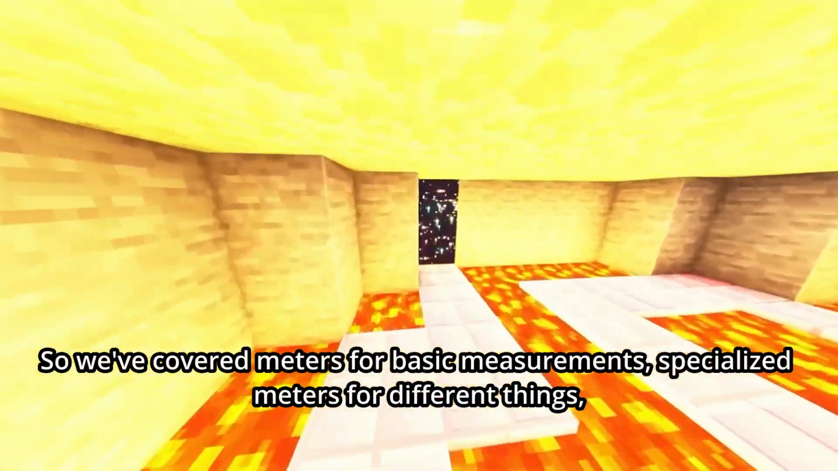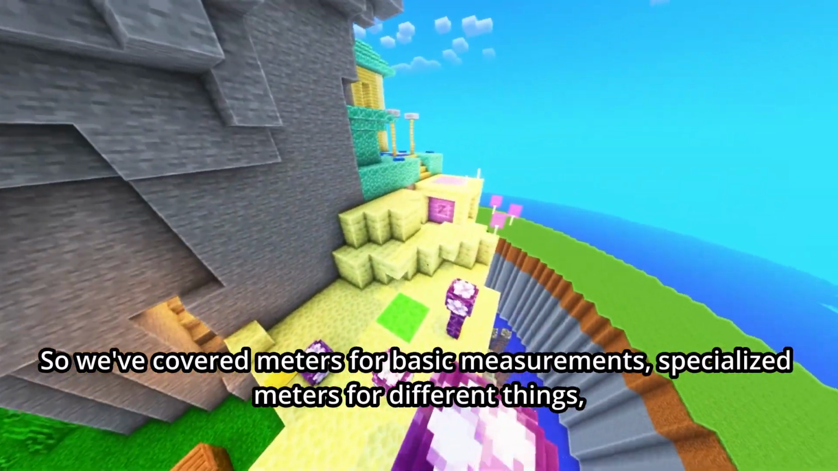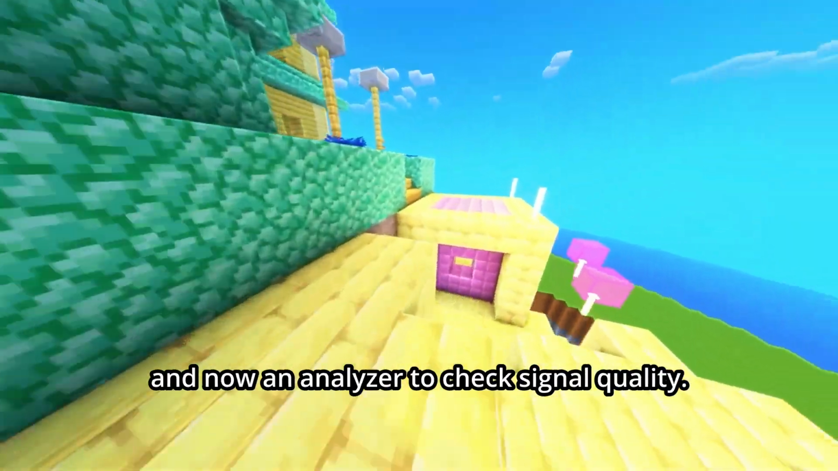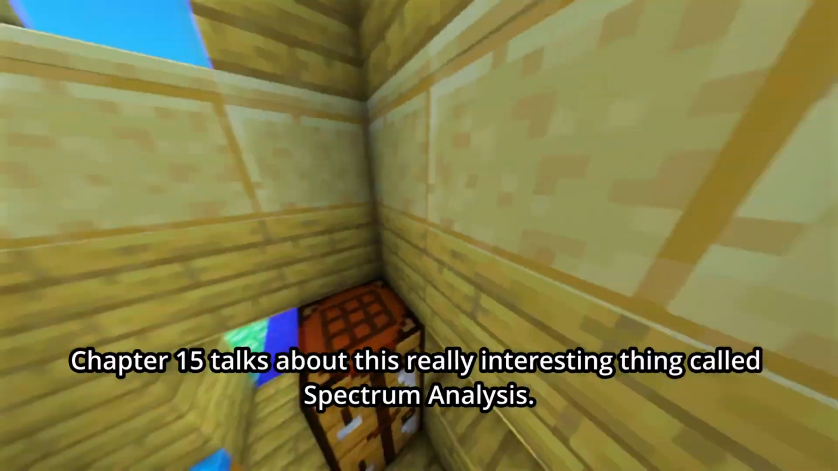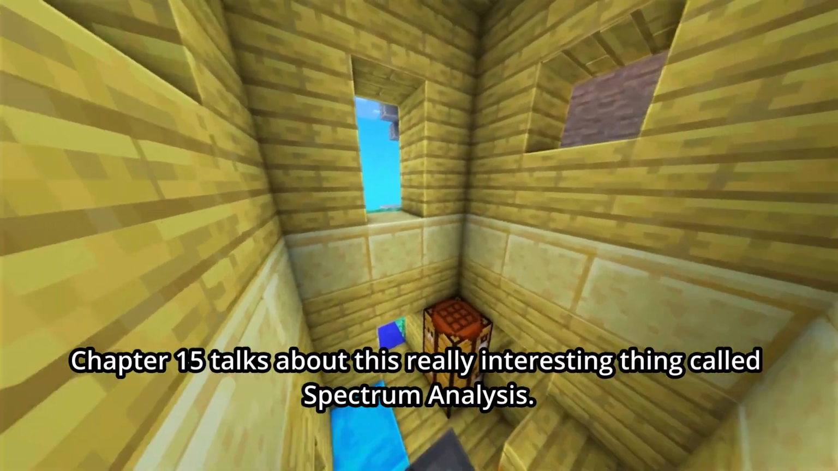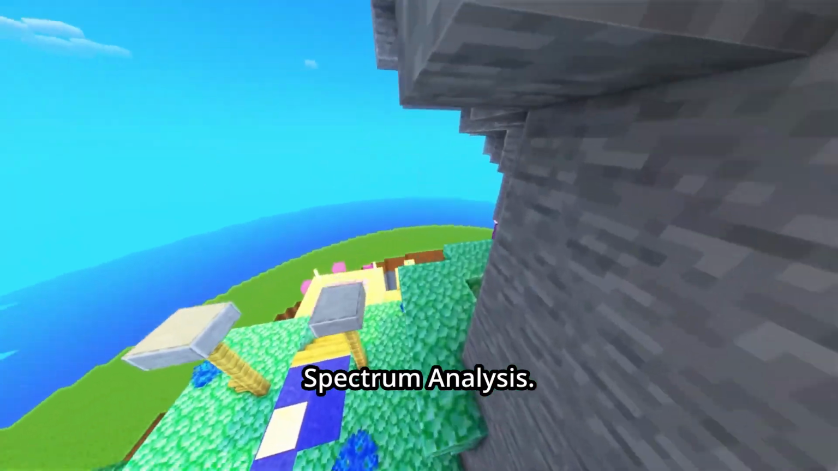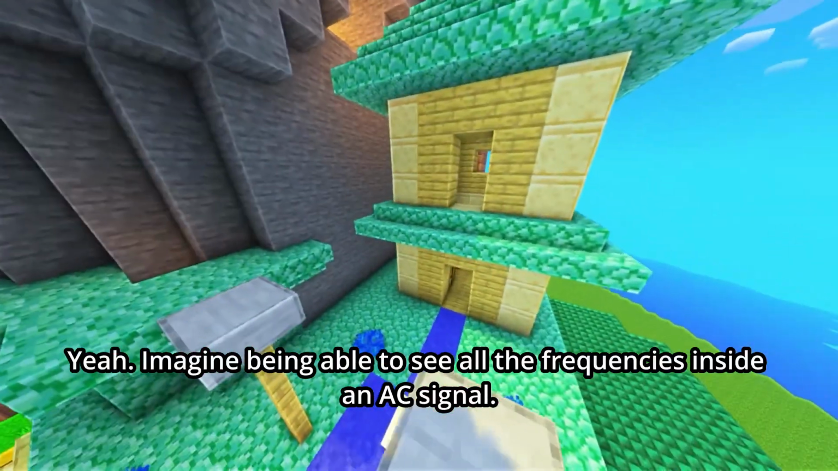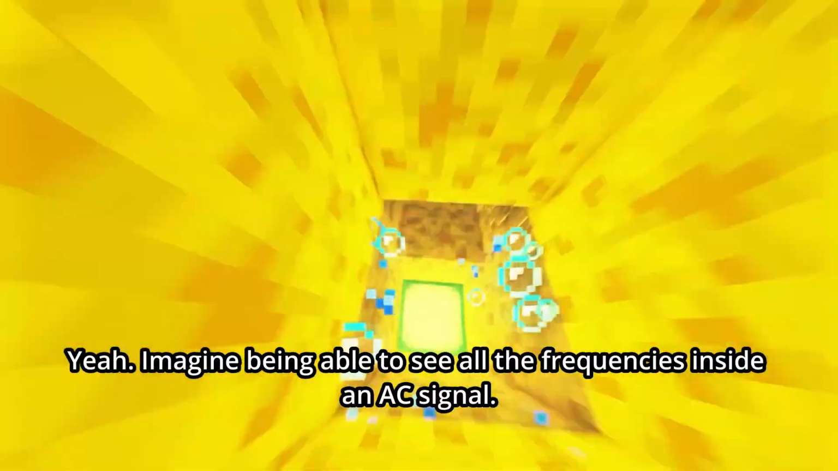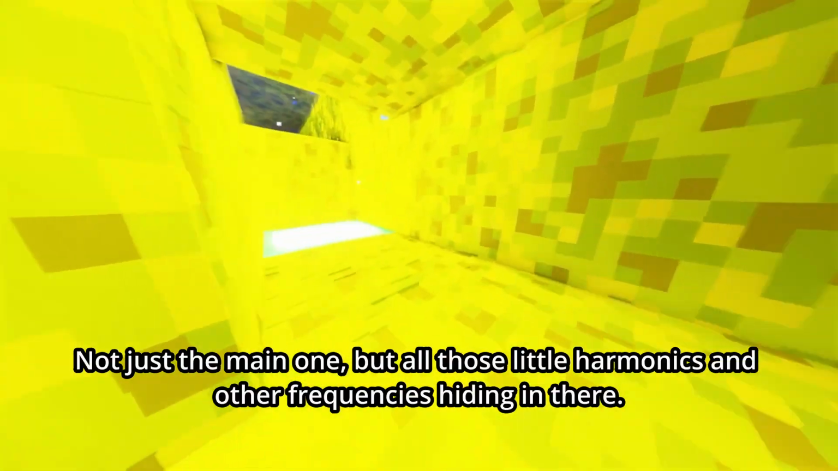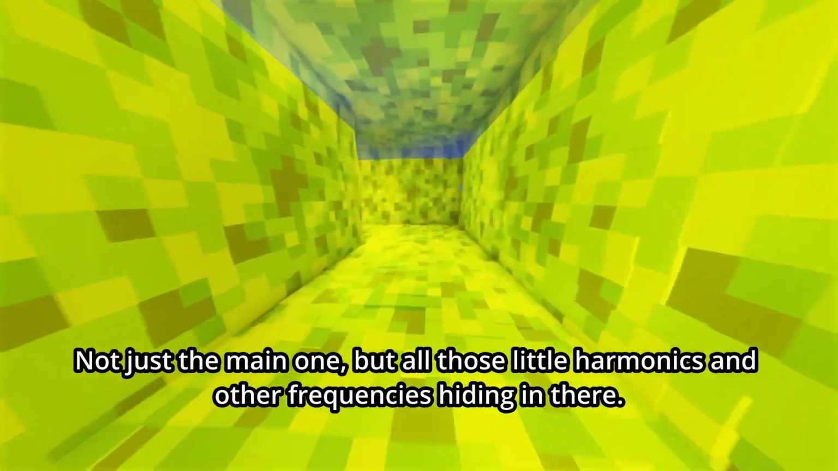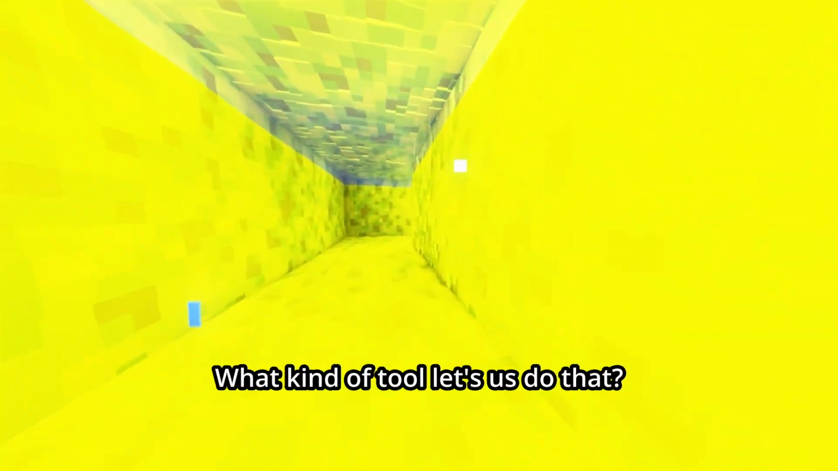So we've covered meters for basic measurements, specialized meters for different things, and now an analyzer to check signal quality. What else is there for measuring AC? Chapter 15 talks about this really interesting thing called spectrum analysis. Imagine being able to see all the frequencies inside an AC signal. Not just the main one, but all those little harmonics and other frequencies hiding in there. That's pretty wild. What kind of tool lets us do that?